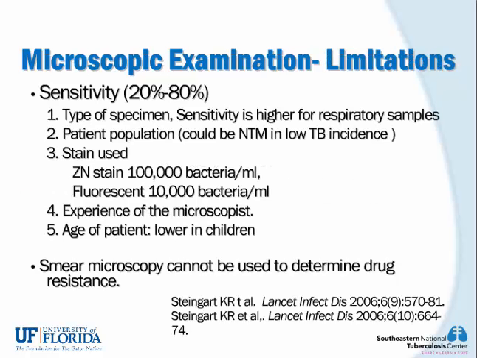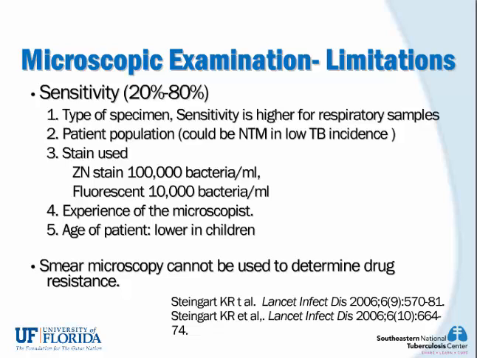The disadvantage is the sensitivity. It has a hugely variable sensitivity. It can range between 20% and 80%. The sensitivity is basically determined by so many factors. It is dependent on the type of specimen. The sensitivity of microscopic examination is higher in respiratory samples. It is less in other samples, for example, peritoneal fluid. It is also dependent on what type of population. And in areas where there is low TB incidence, it can be falsely positive for non-tuberculous mycobacteria.